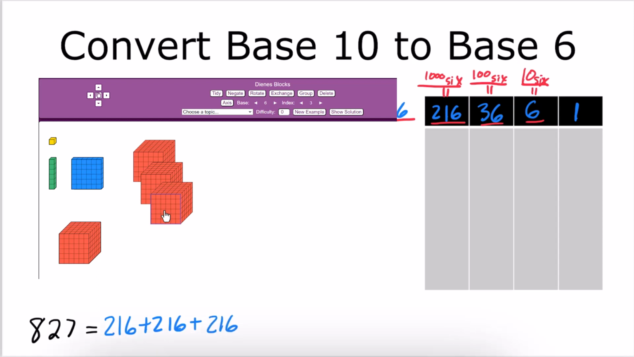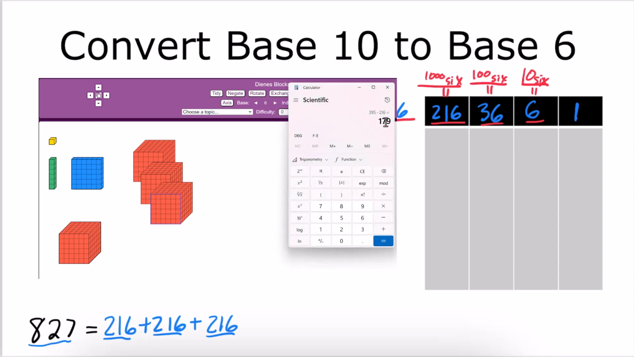So notice that 216 plus 216 plus 216 does not equal 827 yet, because if I look at my calculator, I still have 179 blocks that I still need to convert into base 6. And since 179 is less than 216, I won't be able to add on any more of these red blocks.